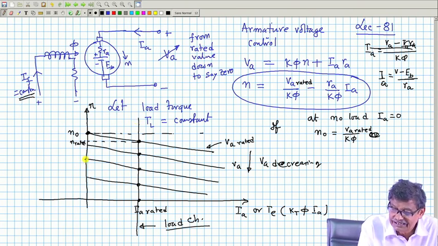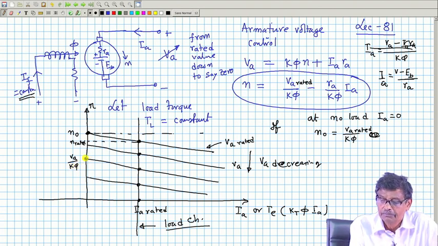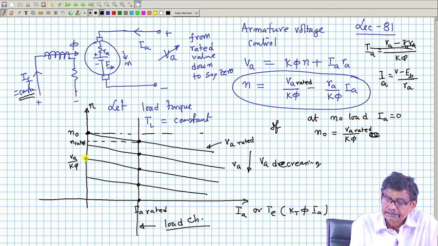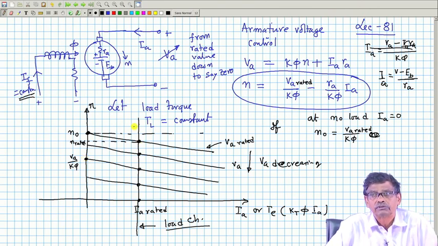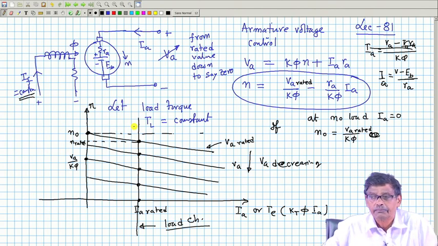What is this no load speed? This no load speed is whatever V A is applied, that V A divided by K phi. Therefore, the no load speed itself changes, and once again it is a smooth control of speed of the motor. The only thing you require is a variable DC supply voltage.